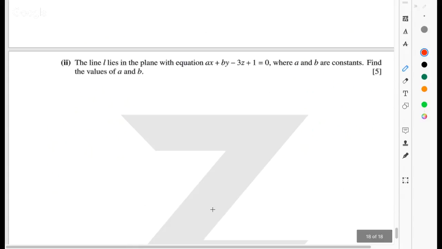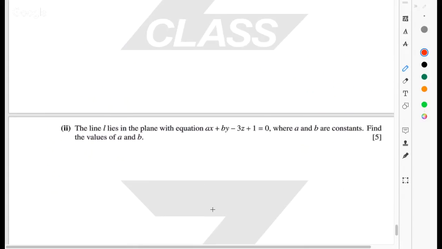Okay. The line L lies in the plane with equation ax plus dy minus 3z plus 1 equals 0. And this question also has a few different ways of doing it, which rely on the dot product and so on. But really, when you see an equation with two unknowns, let's first try to find how many equations we can make out of the known conditions.